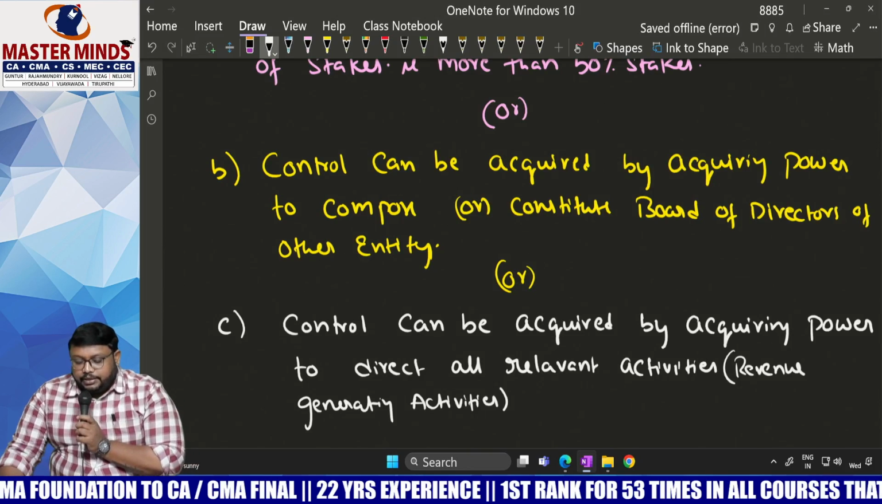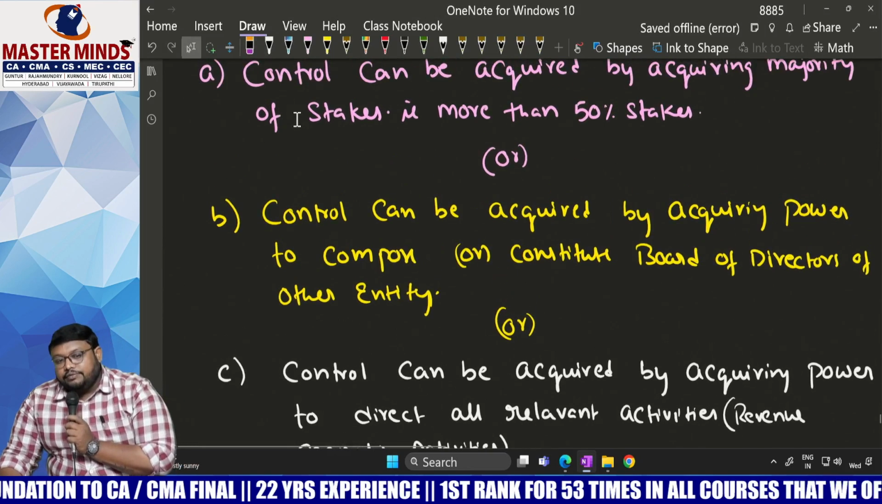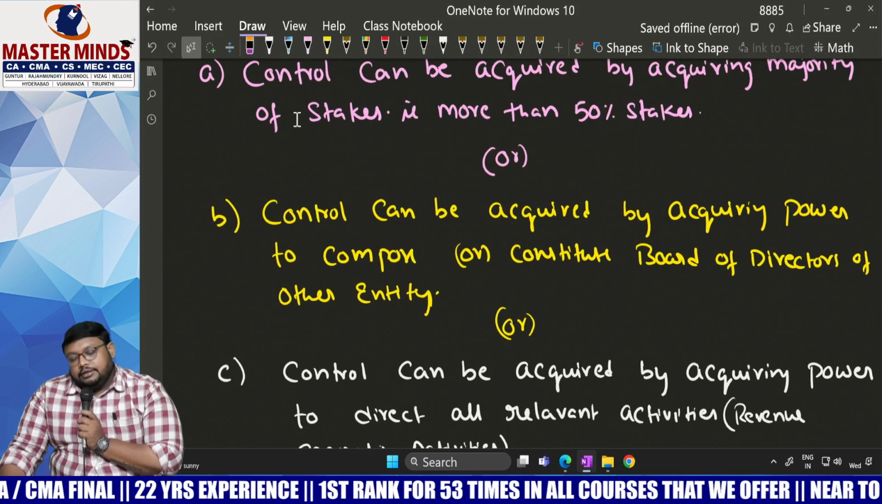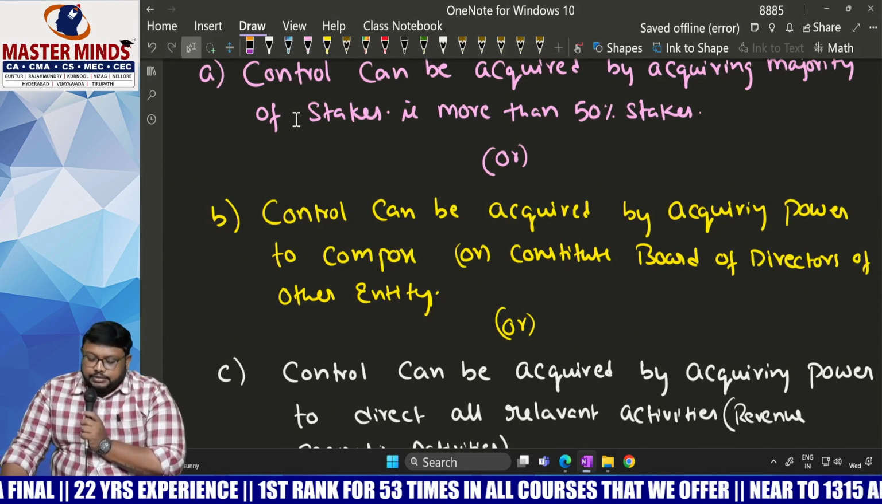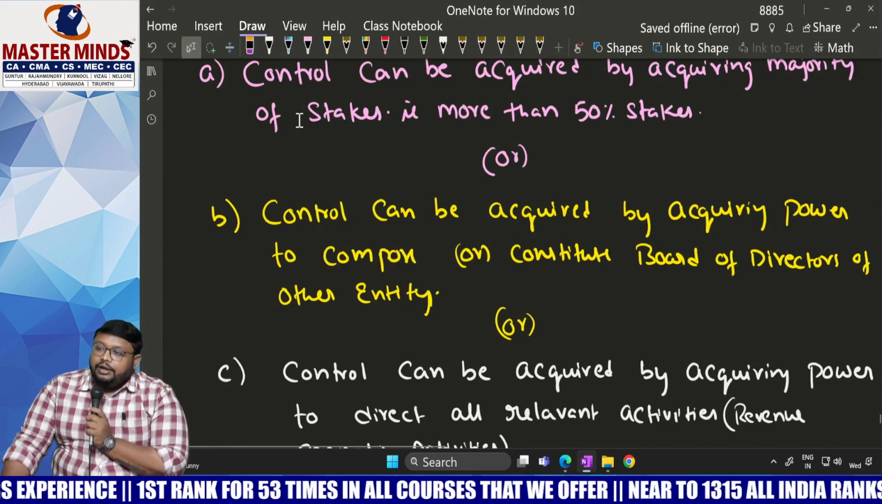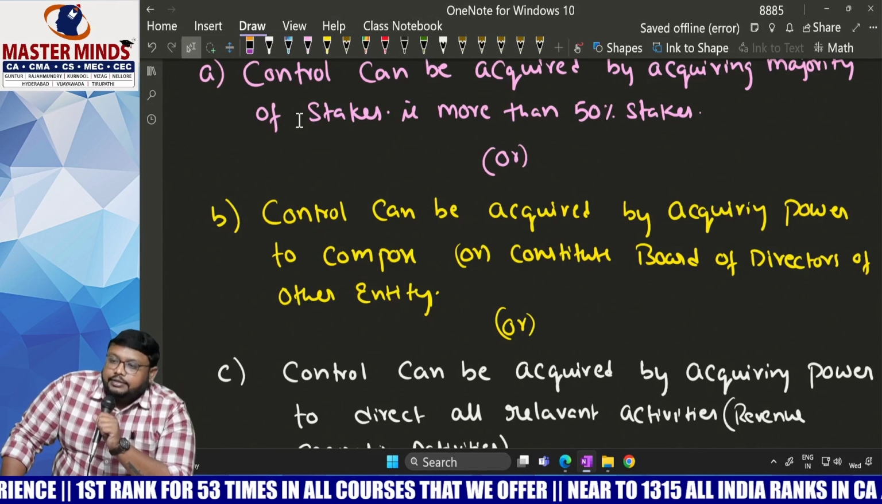So three things should be there to get a control. First one, majority of stakes. Second one, to compose board of directors. Third one, to direct relevant activities. Anyone you're having, we can say you're having a control over the business of another entity.